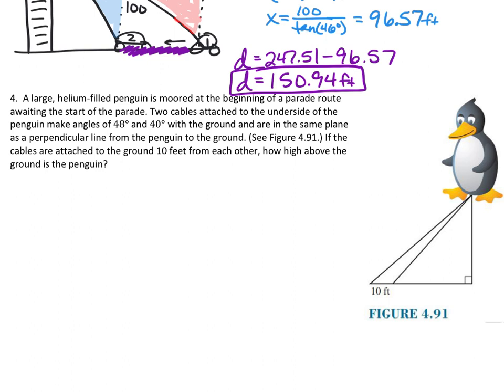Okay. Question 4. It says, a large helium-filled penguin is moored at the beginning of a parade route awaiting the start of a parade. Two cables attached to the underside of the penguin make angles of 48 degrees and 40 degrees with the ground, in the same place as a perpendicular line from the penguin to the ground. There's a figure for this one. We don't have to draw it. If the cables are attached to the ground 10 feet from each other, how high above the ground is the penguin?